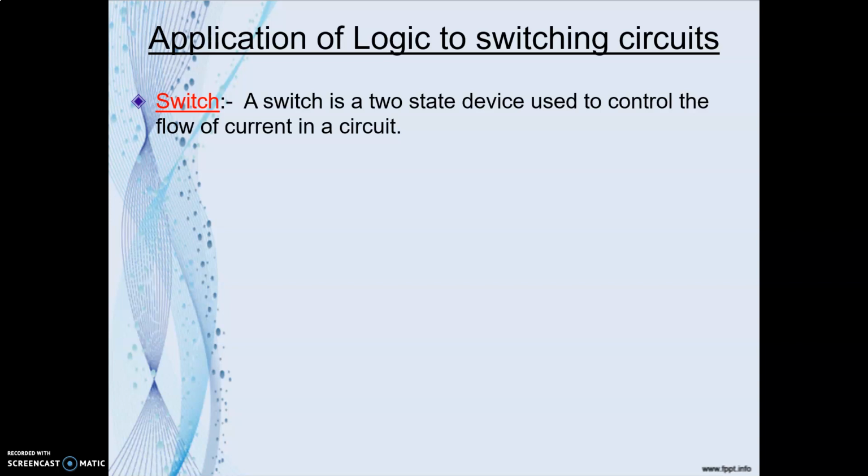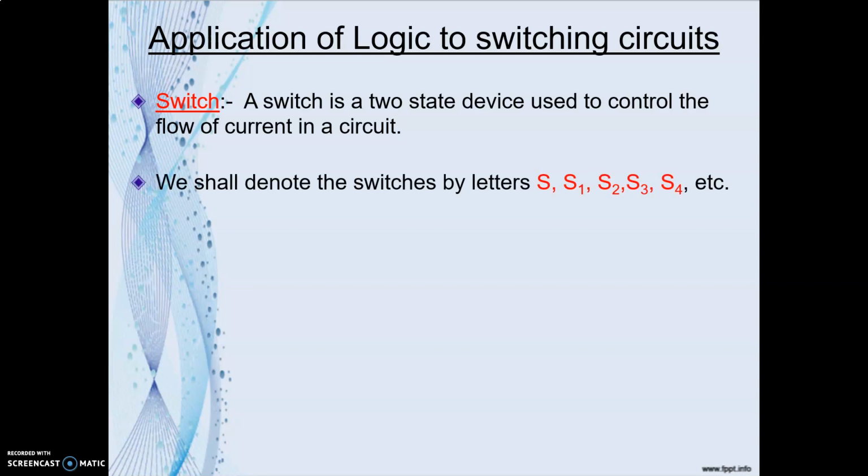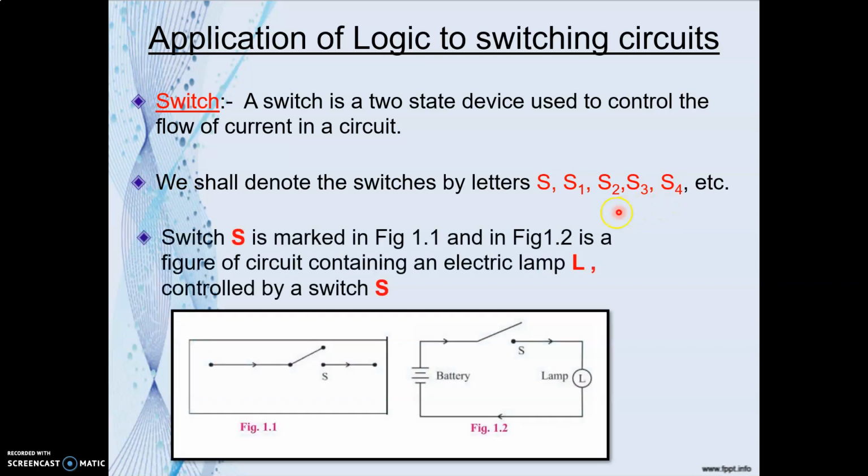You have all studied circuits and switches in physics, so it is similar to that only. We are just using notations. We shall denote the switches by letters S, S1, S2, S3, S4, etc. for switches. Switch S is marked in the figure. Figures 1.1 and 1.2 are given. In figure 1.1, only one switch is marked, and figure 1.2 is a circuit containing an electric lamp L, a battery and a switch.